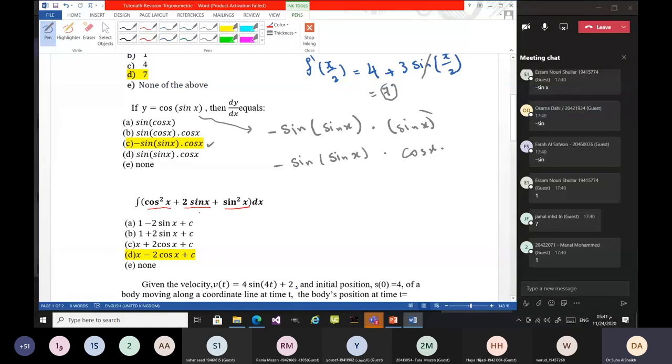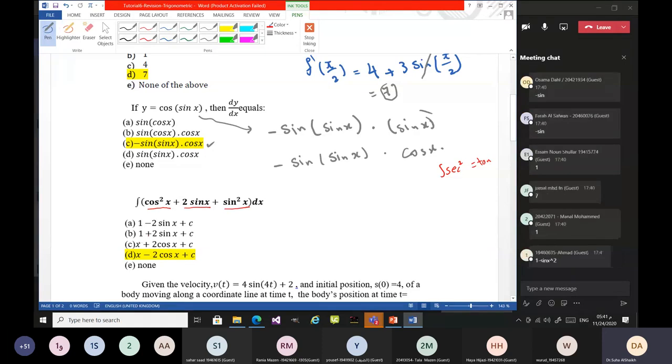I know how to integrate sine. I know how to integrate cosine. And I know how to integrate sec squared. We said that the integration of sec squared is tan. But what's the integration of cosine squared? I didn't know that.